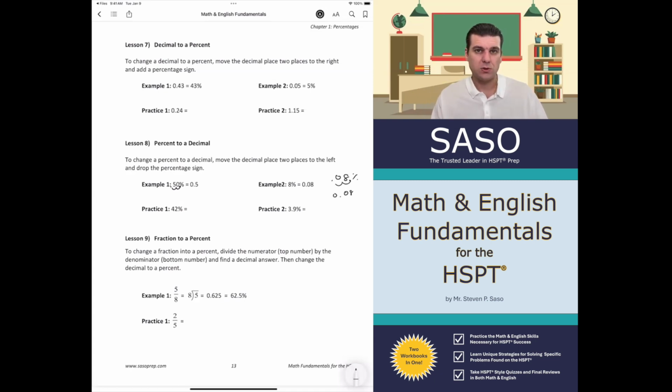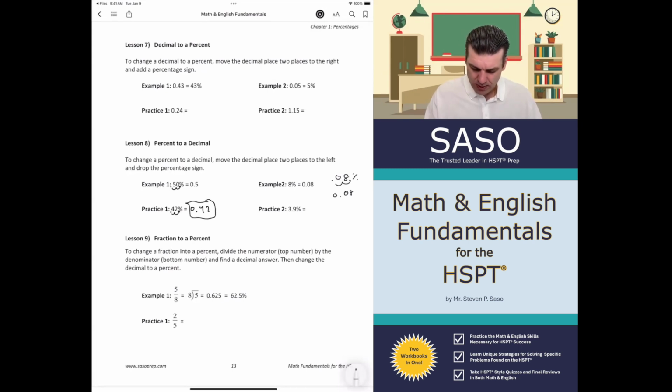All right. Let's do our 2 practice problems here. 42%. The decimal is understood to be at the end of the number, so I'm going to write that in there. Move it over 2 places to the left, right before that 4, and drop the percentage sign. So the answer is 0.42.